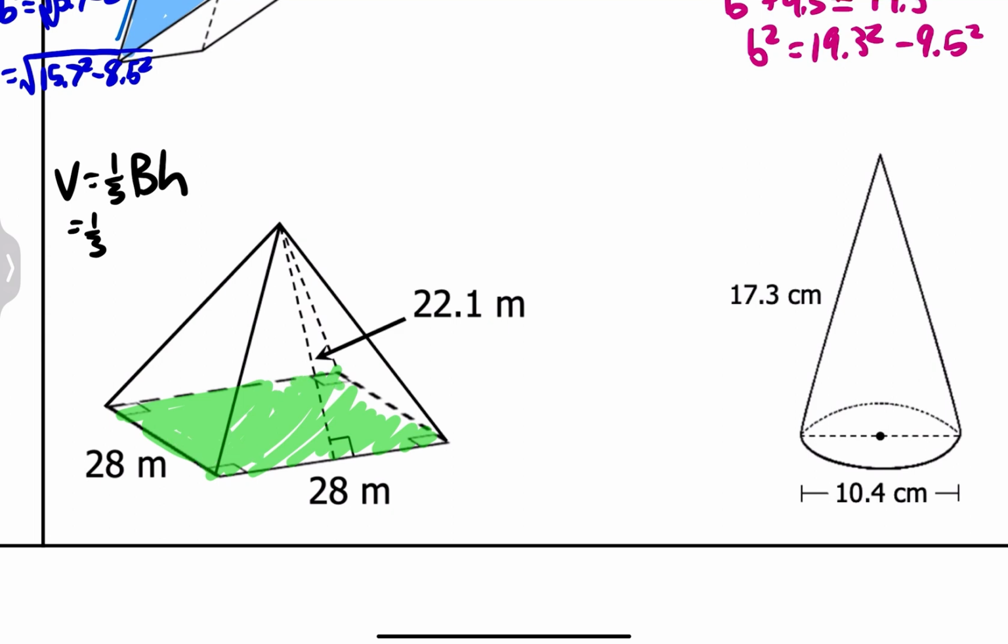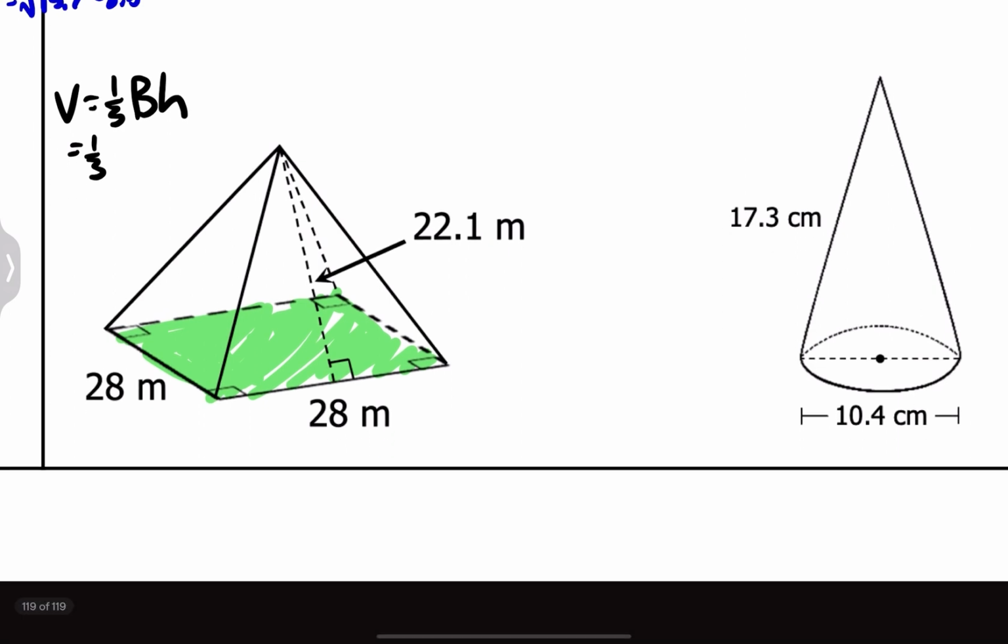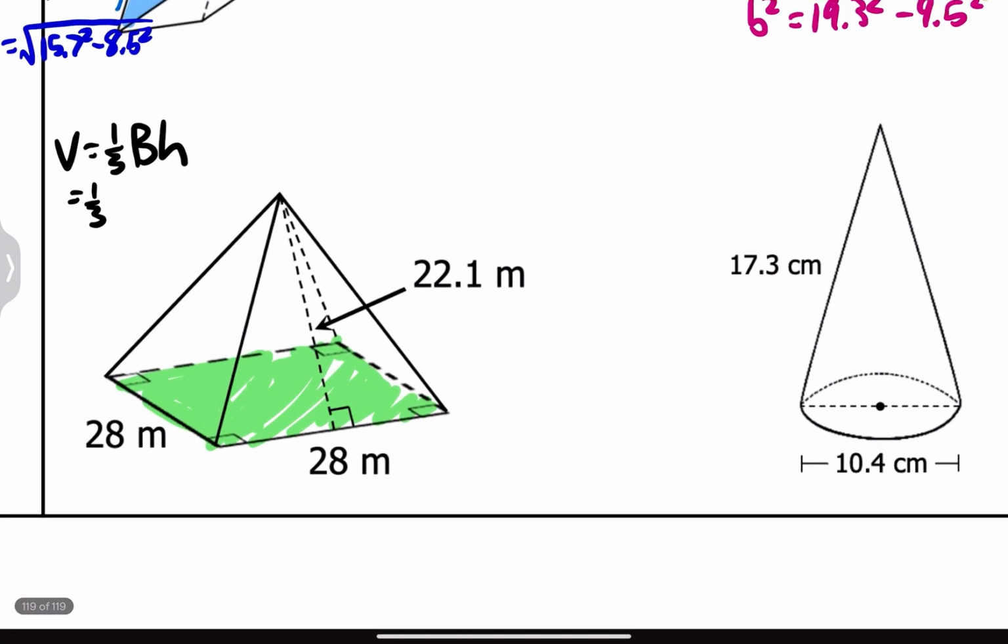I will say, if it helps, sometimes it's good to draw the other views of the shape. So we have our base, which is 28 by 28. And we'll also take a look, if we were staring at this straight on, I would see a triangle, which, actually, let me trace it a little clearer. So from the tip down here, we go straight across and end up here.